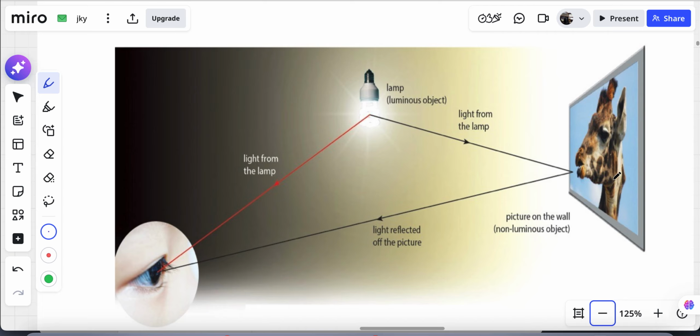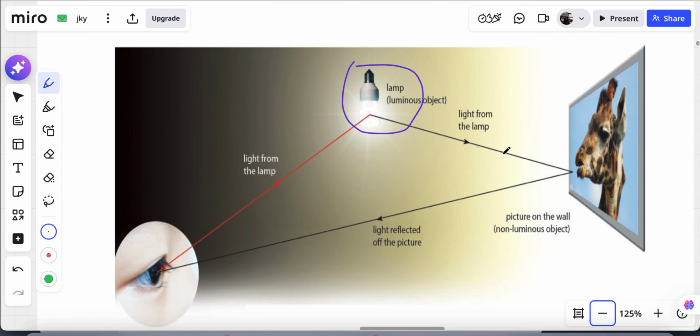This object on the wall that you pasted, this animal on the wall, is a non-luminous object. By non-luminous, we mean that the object does not produce and transmit its own light. The objects that produce their own light, like the sun, the lamp, okay, they are luminous. Objects that can produce their own light, they are called what? Luminous objects. Like lamp, like sun, anything that can make its own light, okay, they are called luminous objects.